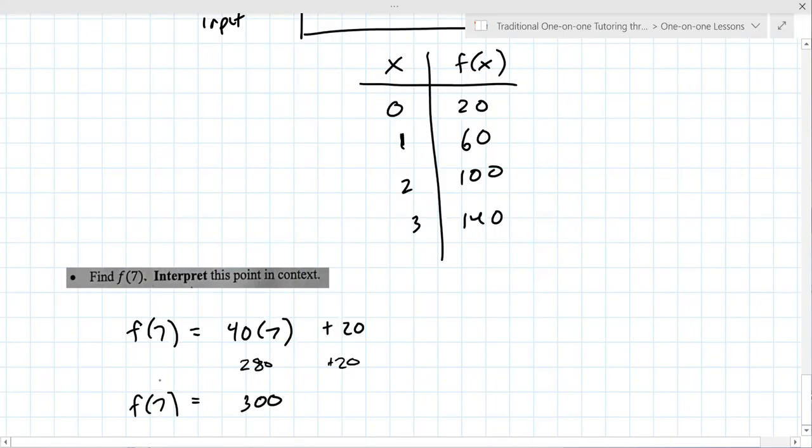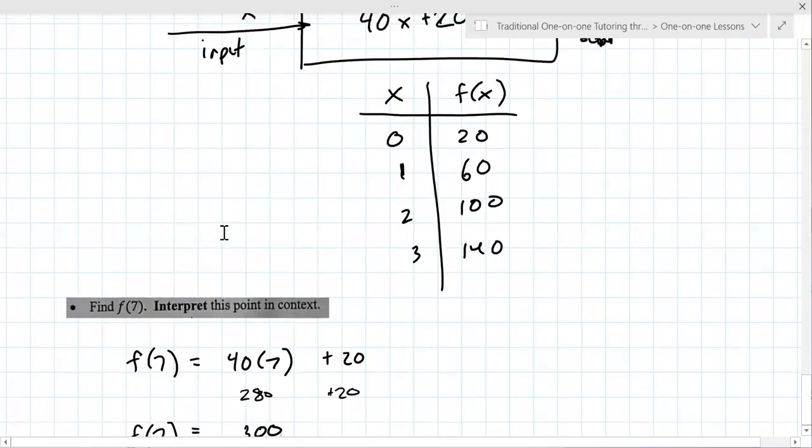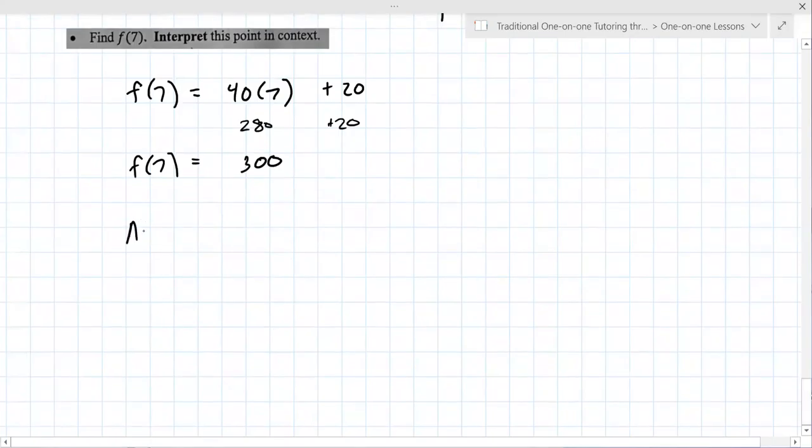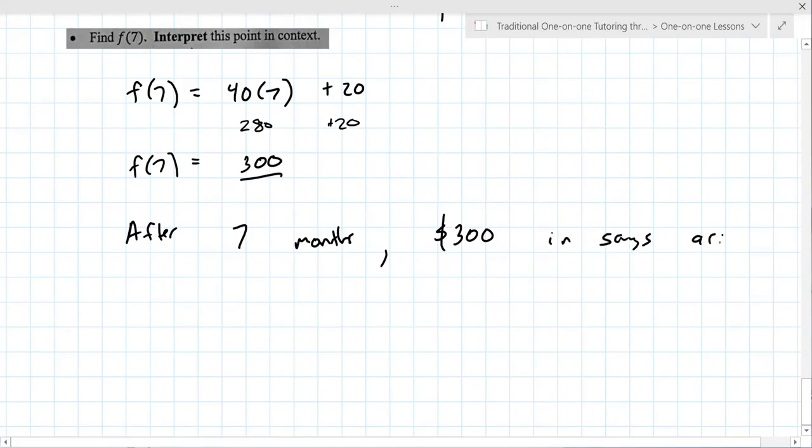Now, what is 7 again? 7 is your x value. 7 is how many months? Okay, so you could say after 7 months, what happens after 7 months? And that's where you need that y value. After 7 months, you get $300. $300 where? In your savings account. Yes. Input is x, output is y. Input is seven months, output is $300.